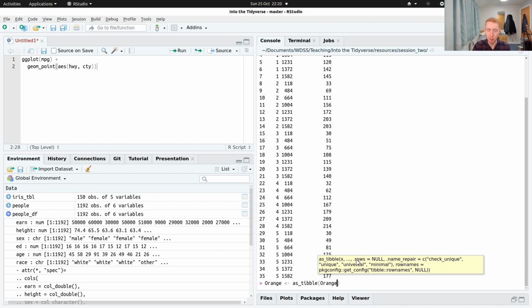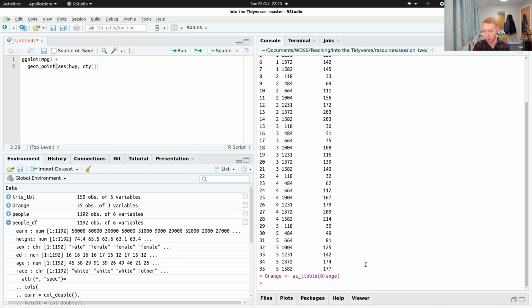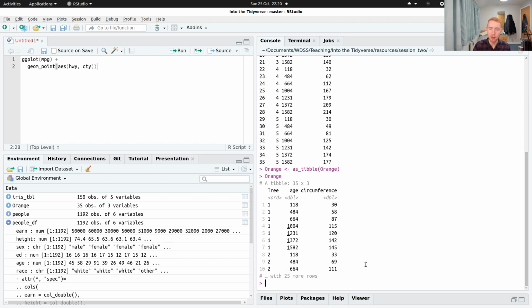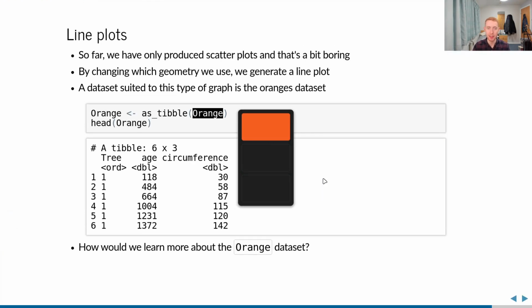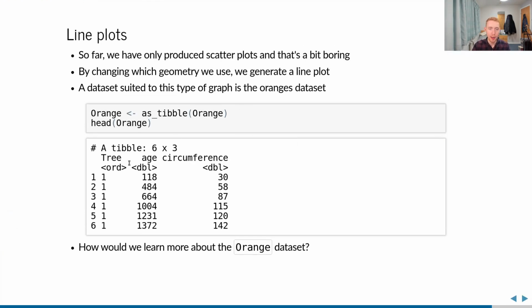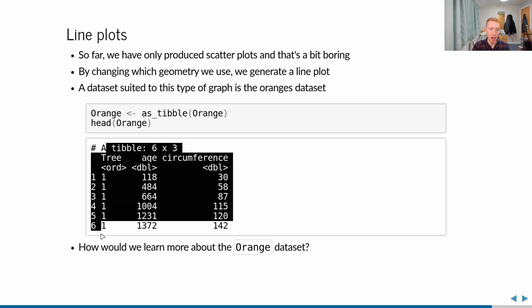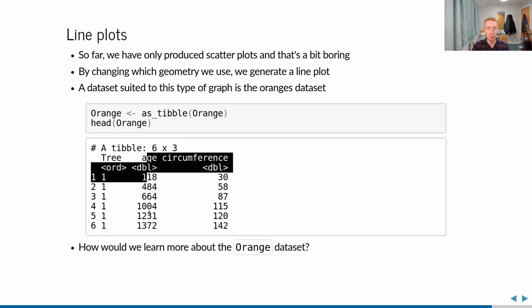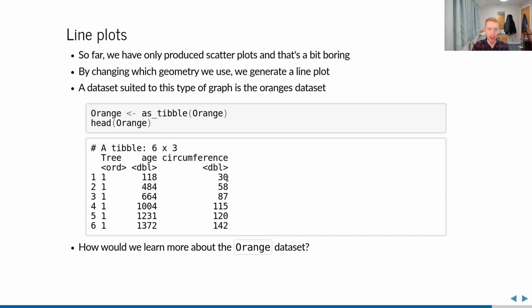But I can always get it back by restarting RStudio. So now if I print out orange, I see it's a nice tibble printing out elegantly. Something like this here, so numbers of trees, their age, and their circumference at that age. And so we can use a line plot to learn a bit more about this data set.